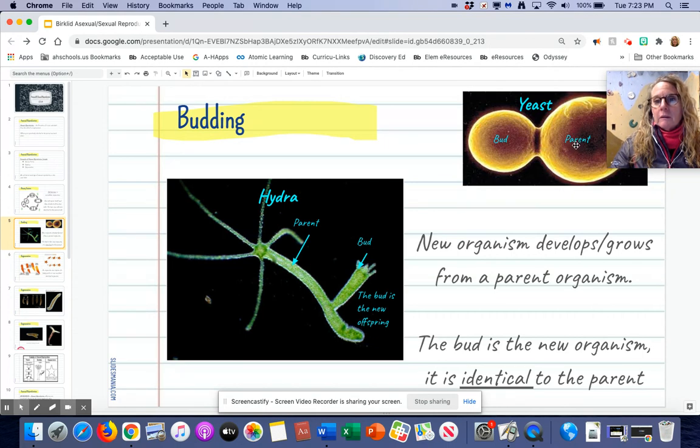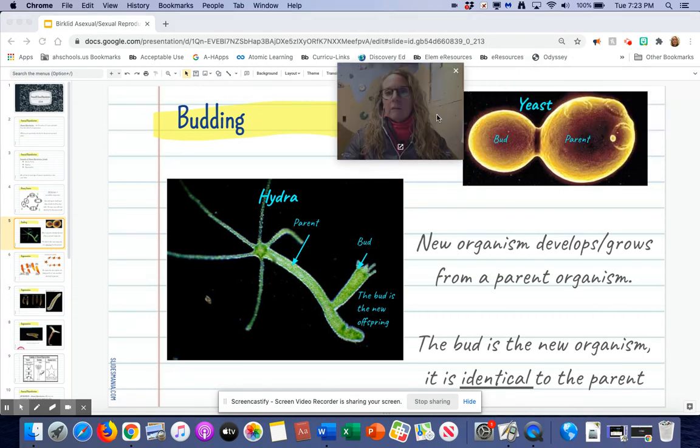This is the parent yeast, and then this is the bud, and it's just growing off the parent. It's genetically identical to the parent, so it has all of the same chromosomes and all the same information, and it's going to then become an offspring. So then the parent and the offspring become two different organisms.